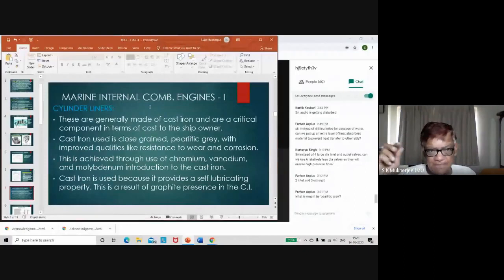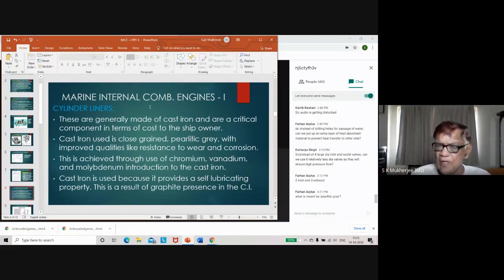And the cast iron is given some treatment which gives it resistance to wear and corrosion, or oxidation. This is achieved by the presence of molybdenum, vanadium, and chromium. These three elements are put into the cast iron when it is in the molten condition. After it is in the molten condition, it is poured into molds. After it is poured into the molds, it is given a spin. So it is centrifugally cast. So cylinder liners, how are they close grained?